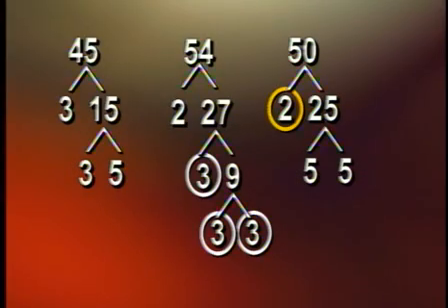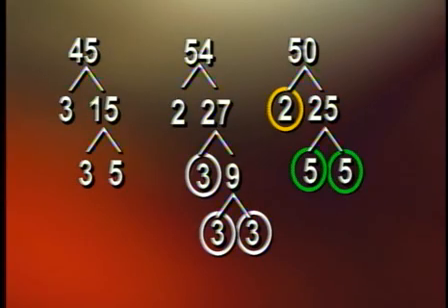How about 5? Well, there's a 5 in 45. There's no 5 in 54. There are two 5's in 50. So I circle both those 5's. The maximum number of 5's I need is two 5's. There are no other prime numbers left. There's no 7's or 11's or anything beyond that.